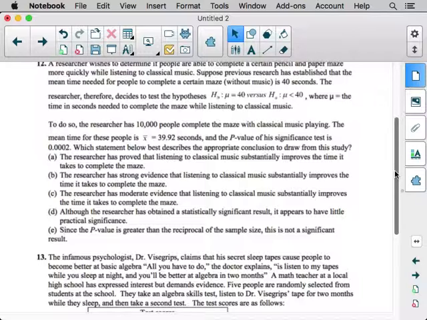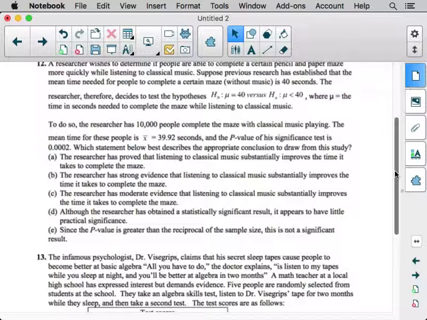Let's really take a look at what they did. So we're talking about 40 seconds to complete a maze versus 39.92 seconds to complete the maze. So while maybe that is statistically significant, do we really care? Not really. We're talking about 0.08 of a second. Okay, and the reason for that is notice how many people they used.